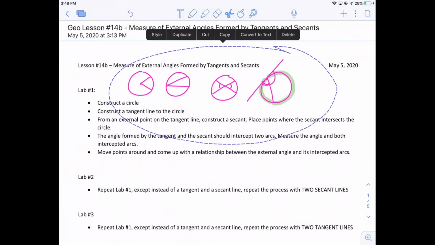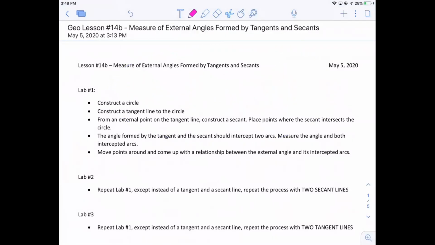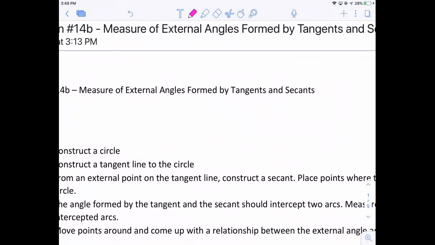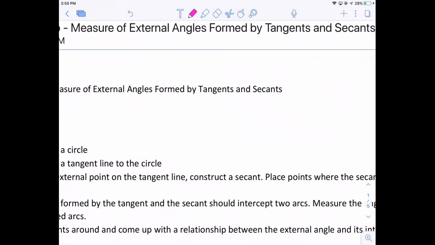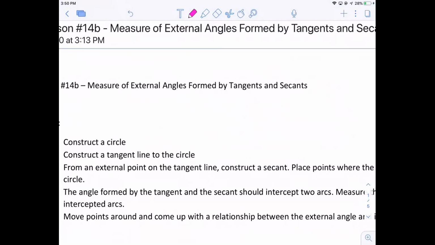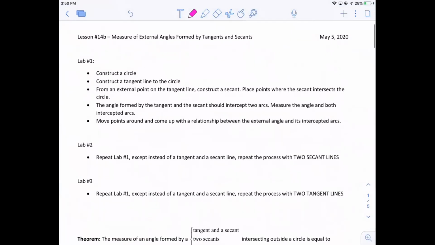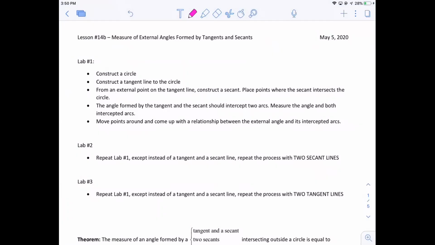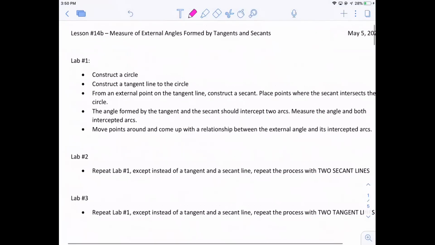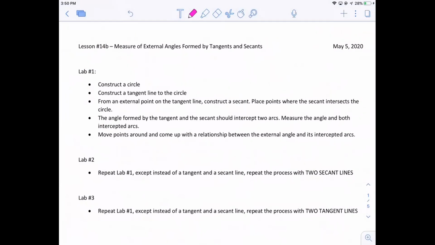So we've looked at angles inside the circle and on the circle, and today we're going to be looking at angles outside of the circle. So angles external or exterior of the circle. All right, so we got three scenarios we got to take a look at. And so get out your calculator, see if you can follow the steps of lab number 1.